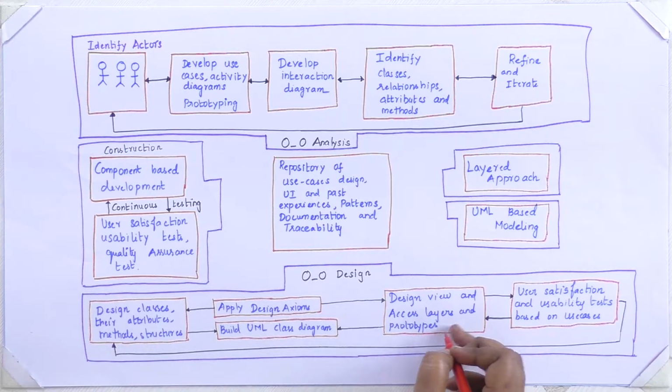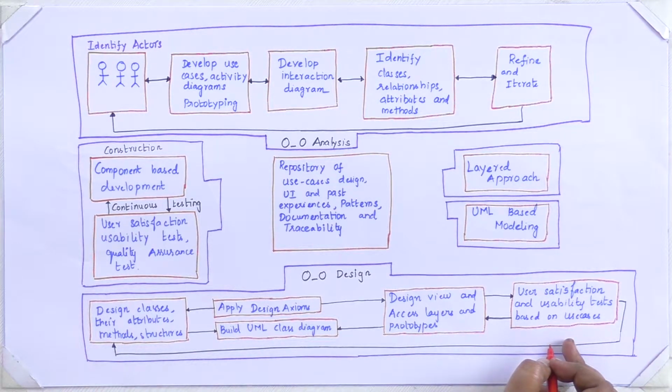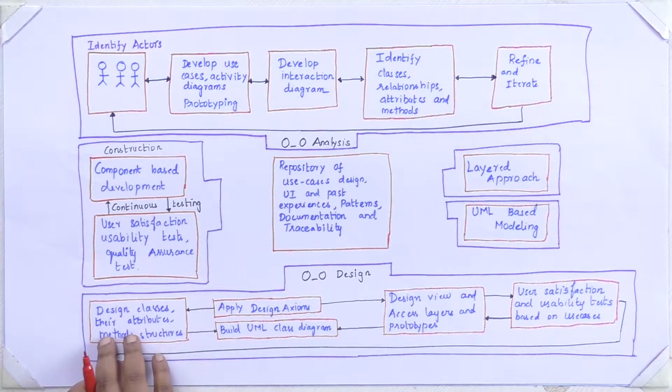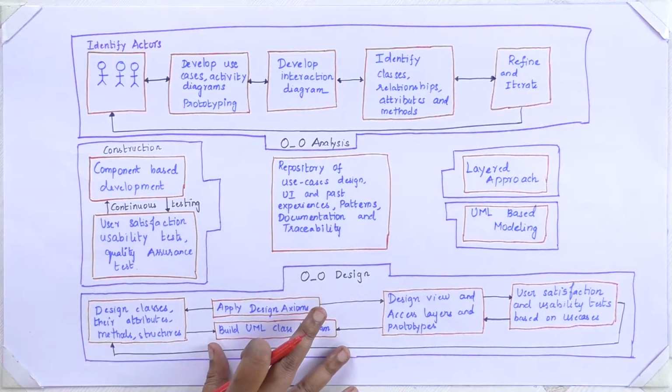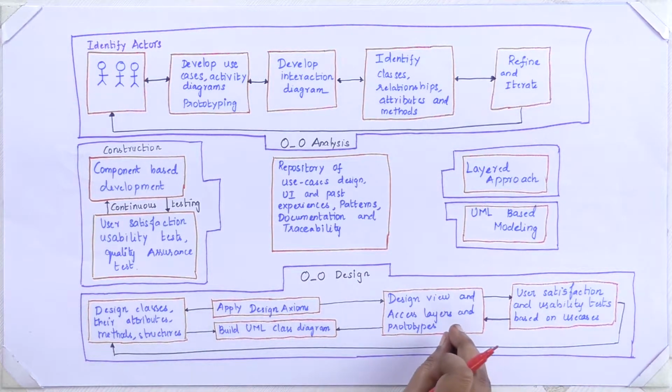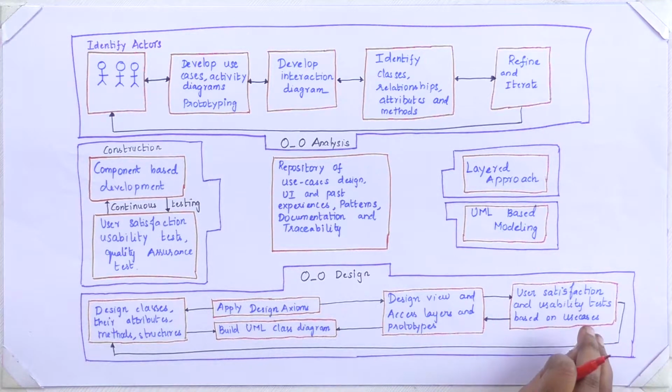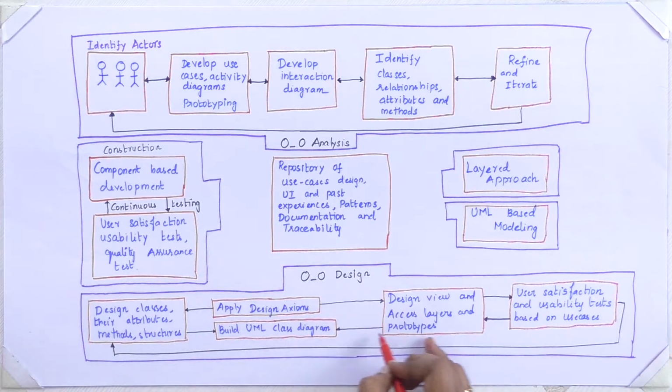So these are the steps you have in the object-oriented designing phase. First you will be designing the classes and the attributes and methods in the classes. After that, you will be building the UML class diagram, and then moving on to designing the layers like the view layer and access layer as well as some prototypes. After developing these layers, you will be performing tests like the user satisfaction test and usability test. So these steps will be iterated frequently.